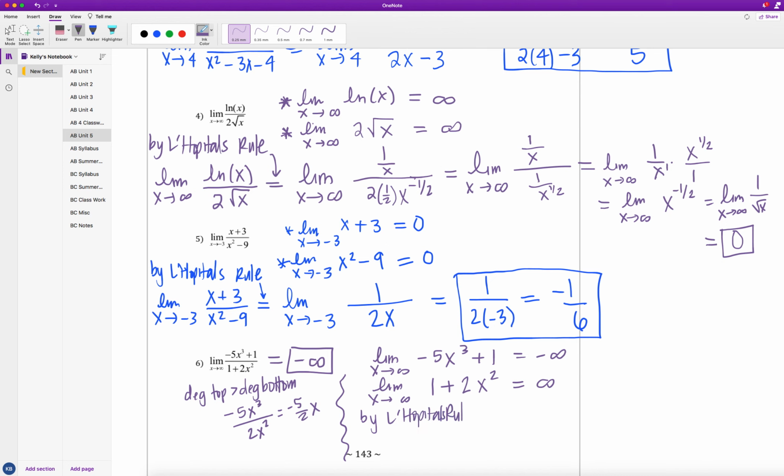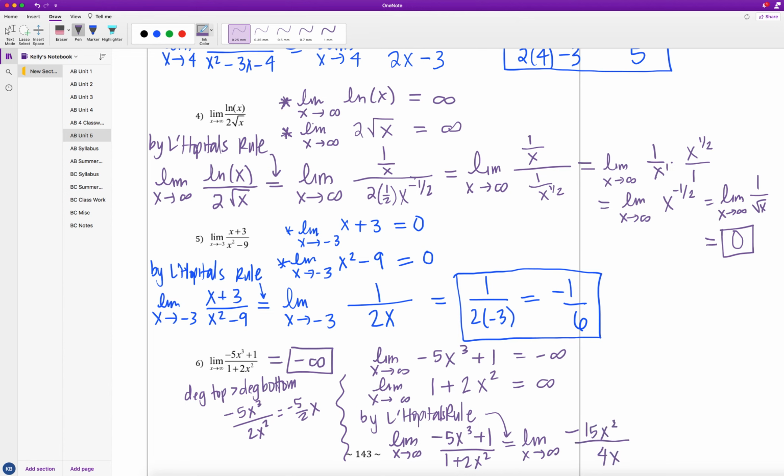L'Hopital's, I'm writing ahead of myself. So our original limit as x approaches infinity of negative 5x cubed plus 1 all over 1 plus 2x squared, that's going to be equal to, now using L'Hopital's rule, the limit as x approaches infinity of negative 15x squared, by using the power rule, all over 4x.